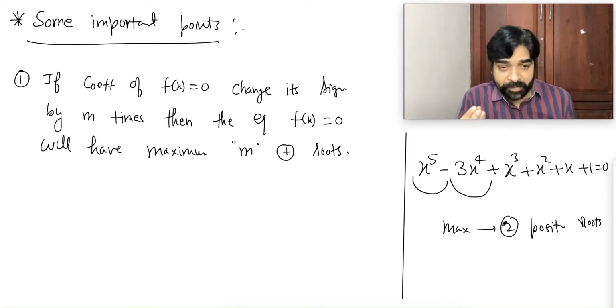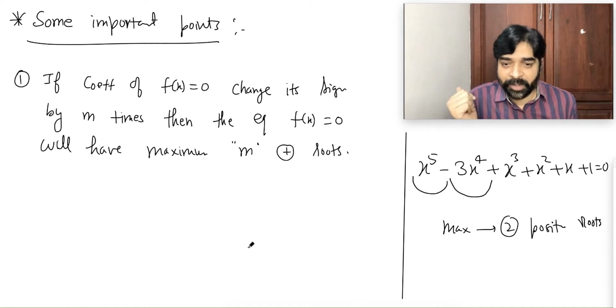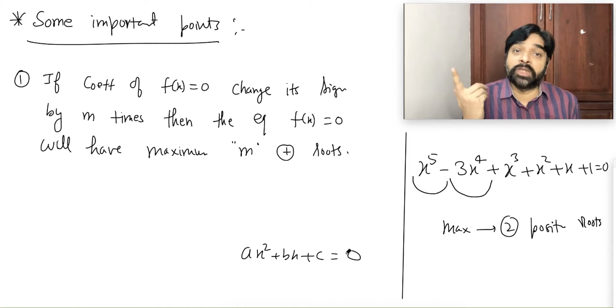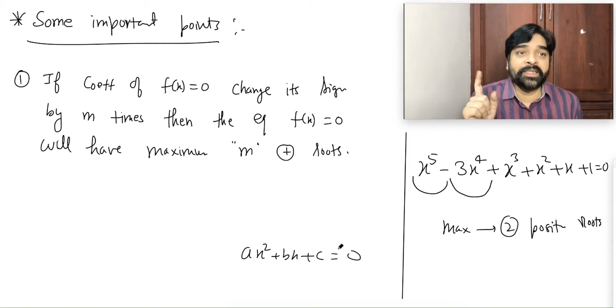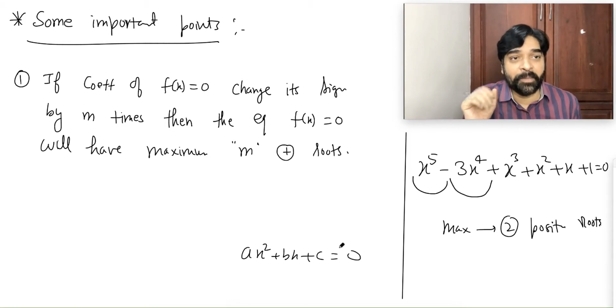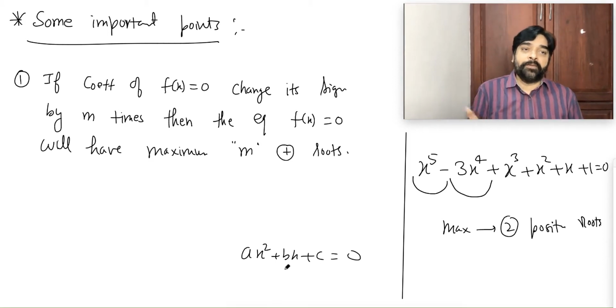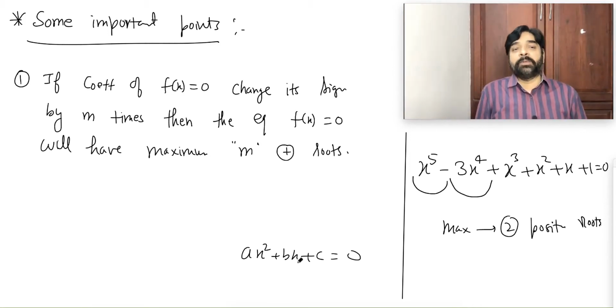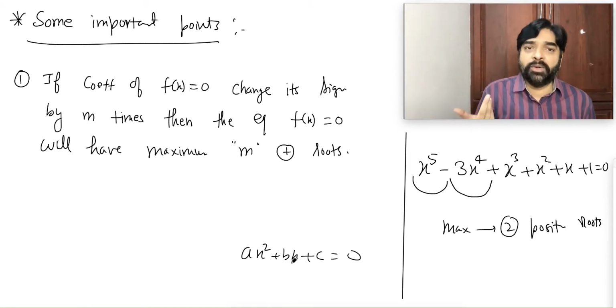The same logic we apply there also. Think carefully. ax^2 + bx + c. Both the roots are negative. What is the condition? a, b, c must have the same sign. Remember all of you. a, b, c must have the same sign. Means the coefficient does not change its sign. If the coefficient does not change its sign, it means maximum positive roots will be what? 0.